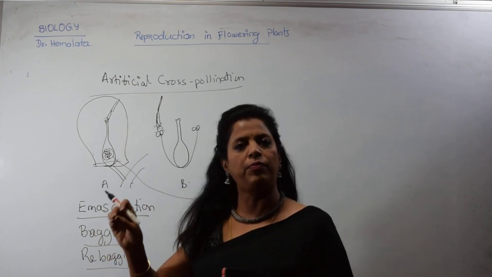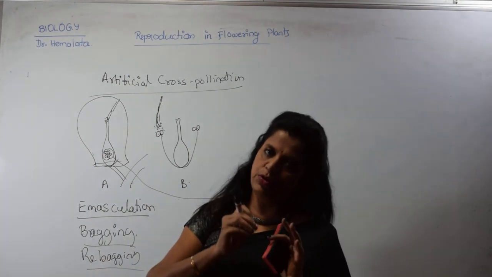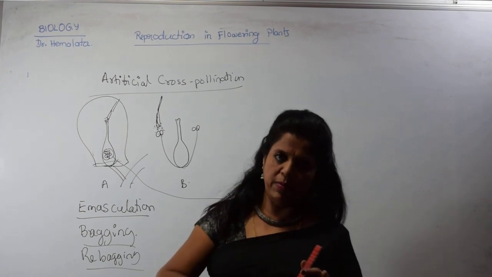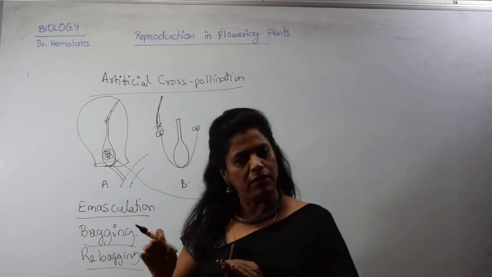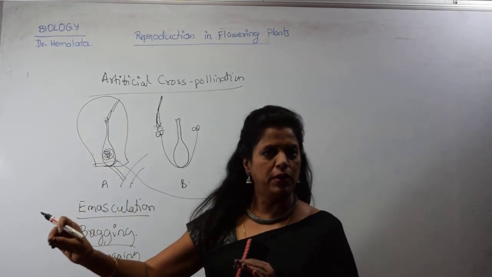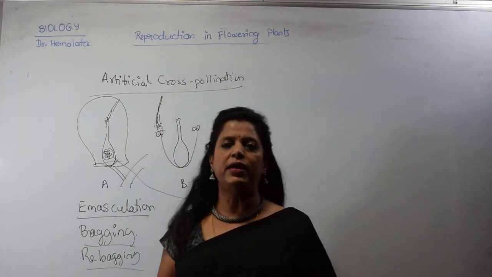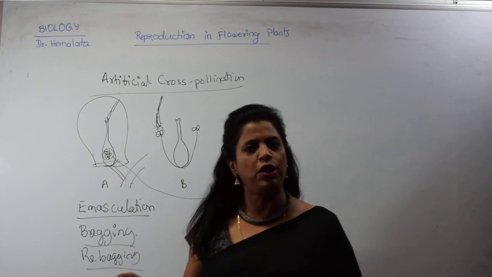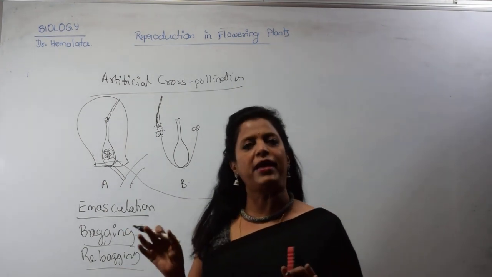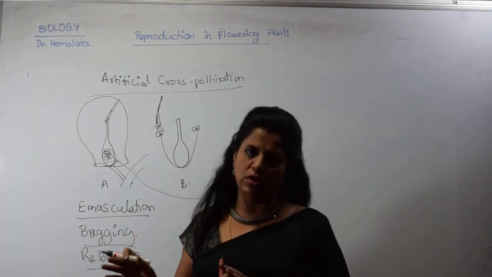Take some pollen grains from one. First you remove the anthers from the female structure, that is emasculation. Take the pollen grains from the other one, put them on this, then bag it. That's done. Then collect the seeds and check. When those seeds grow, you will have hybridized characters of A and B, both the flowers.